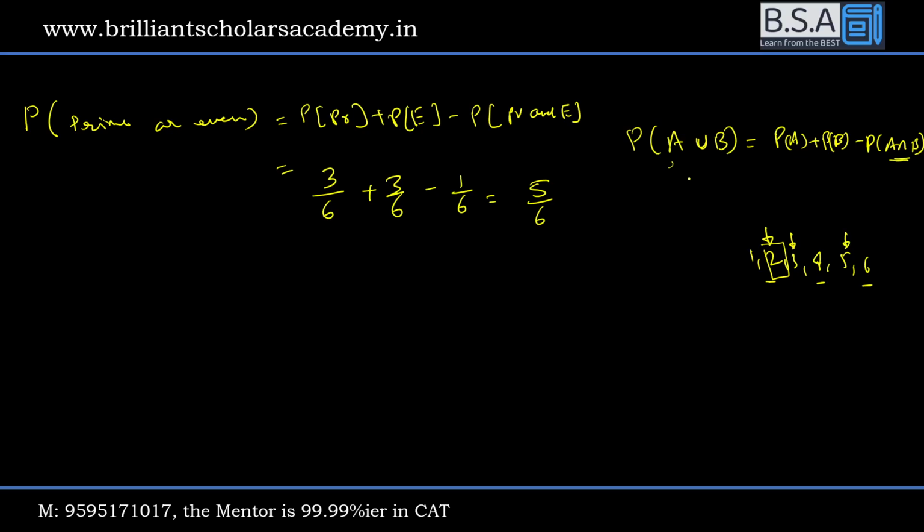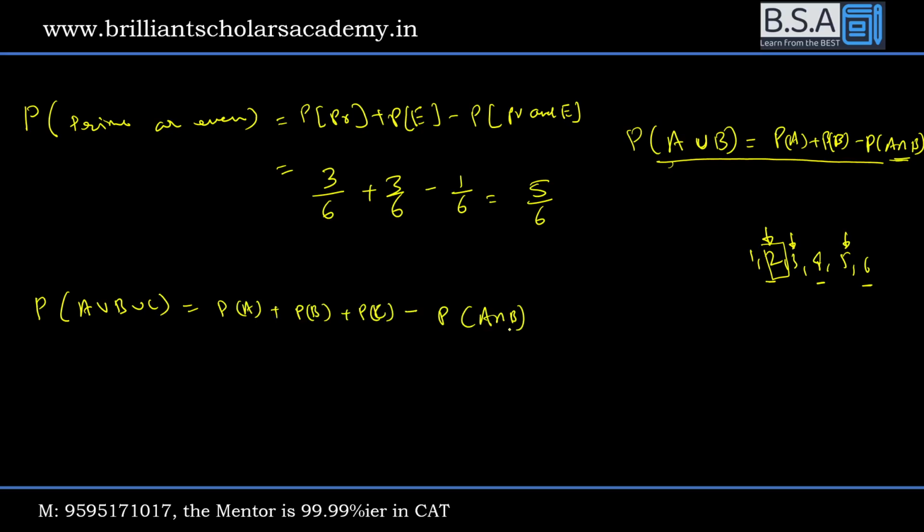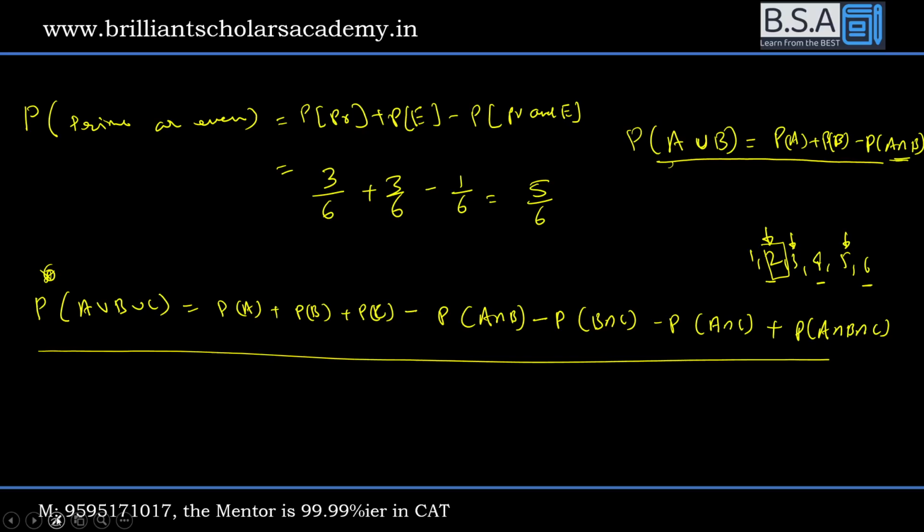And how else can we calculate? If we have probability of A union B union C, it is a bit rare but it extends to 3 sets: probability of A plus probability of B plus probability of C minus probability of A and B minus probability of B and C minus probability of A and C plus probability of A and B and C. It looks big, but I want you to have all the theory ready. If you face a difficult question in CAT, you should have the tools ready. Write this down, highlight it.